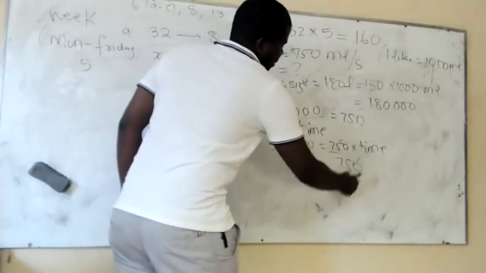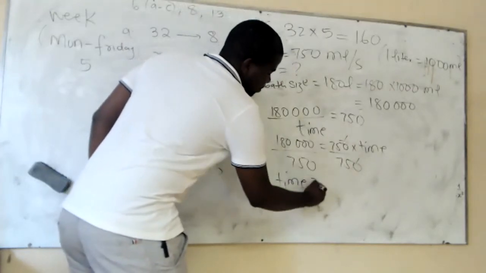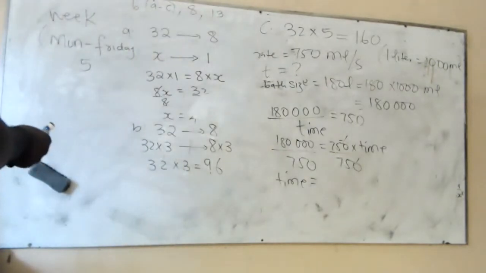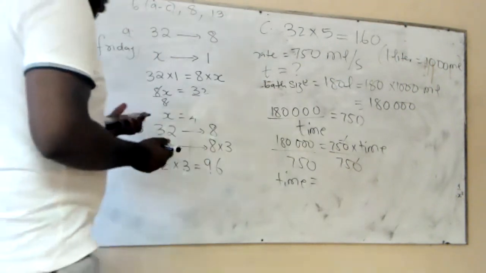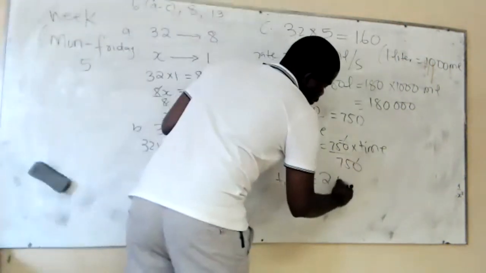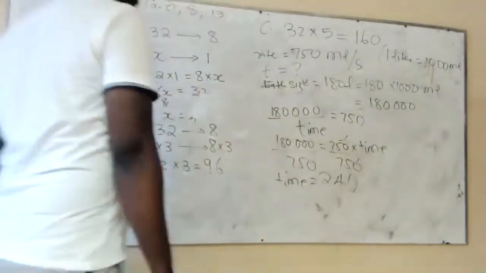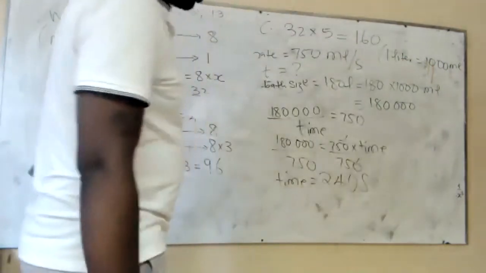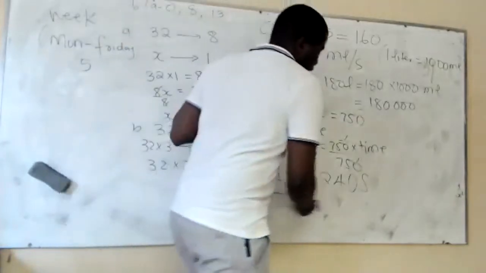And from there, we divide both sides by 750. So that 750 cancels each other. You will then be left with the time that we are looking for, which we're going to get by having 180,000 divided by 750, which is going to take 240 seconds to fill up the bathroom. Already we obtained the answer, eh?